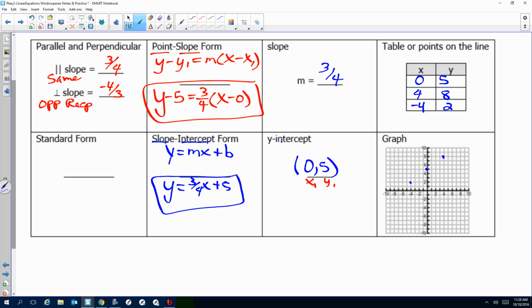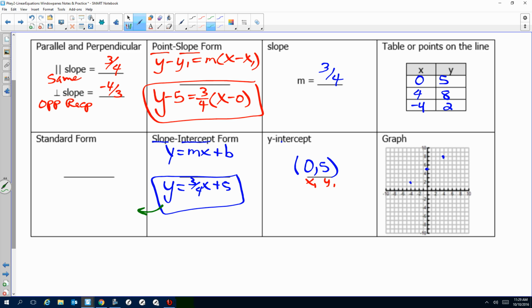Okay. Now, standard form. To go to standard form, we need to go from our slope-intercept to standard form. Our steps to do that say first to get rid of the fraction, then get your x and y on the left side of the equal sign, and your constants on the other side, the number on the right side. So, how would I get rid of this fraction 3/4? Multiply it by 4, always by the denominator.